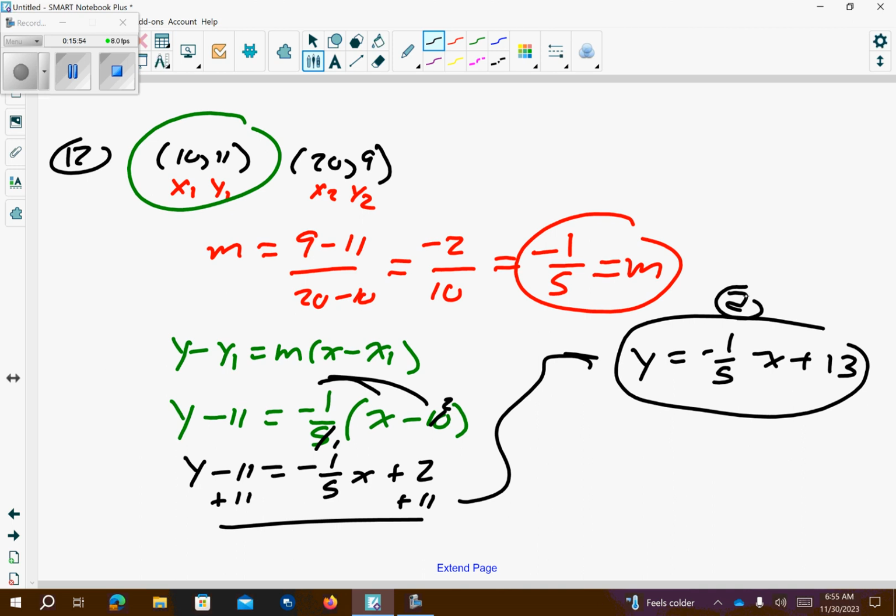Okay. Letter B says what is the y-intercept? Well, this is the y-intercept. So for letter B, the y-intercept is 0, 13. And what does this mean? This basically means he has not started riding yet. So 0 time that he's ridden. So that means his school is 13 miles away.